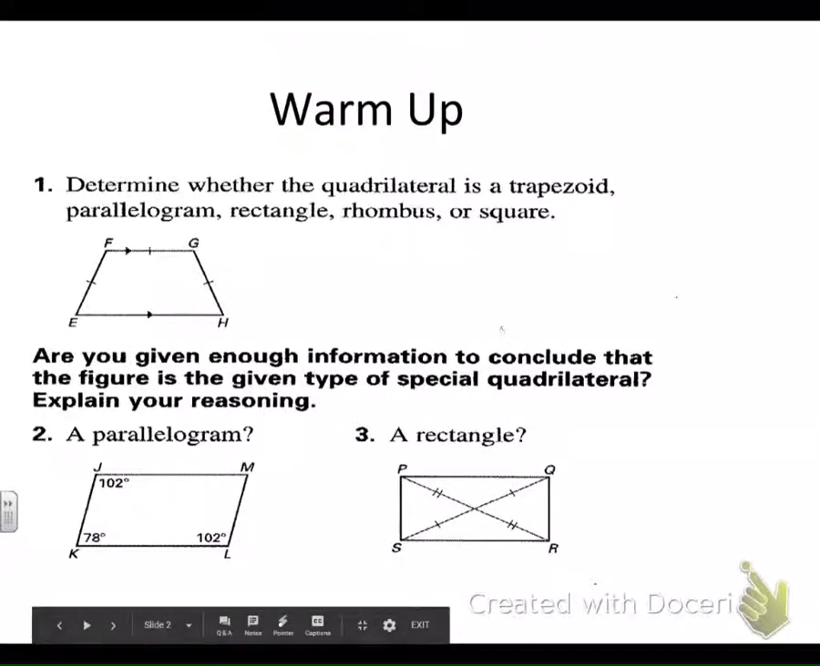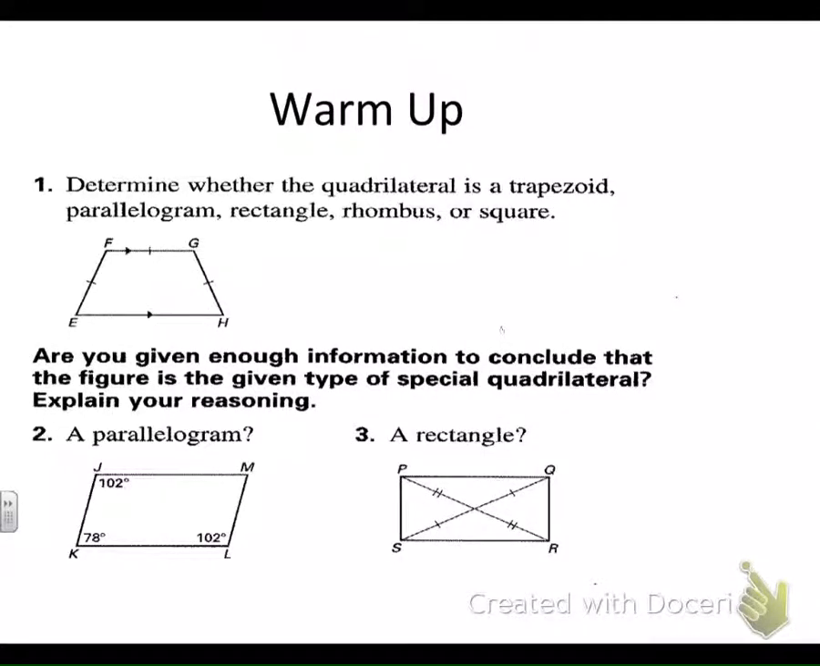Let's start with the warm-up. Determine whether the quadrilateral is a trapezoid, parallelogram, rectangle, rhombus, or square. Well, because the top and bottom are parallel, and the sides, the legs, are congruent, this is going to be an isosceles trapezoid.